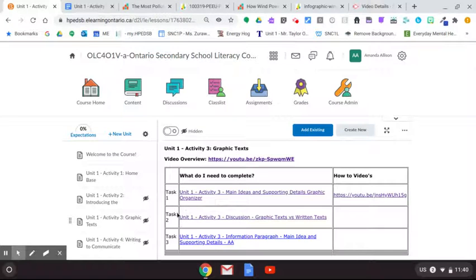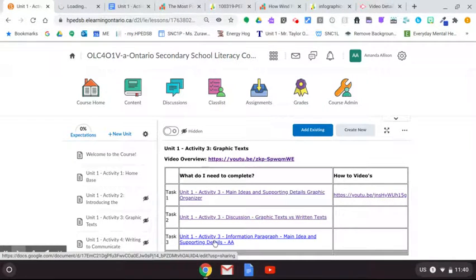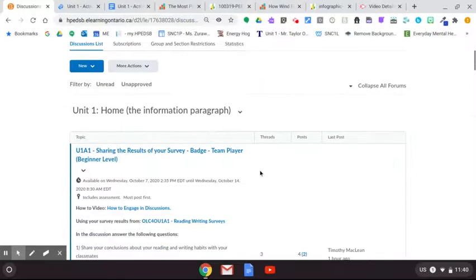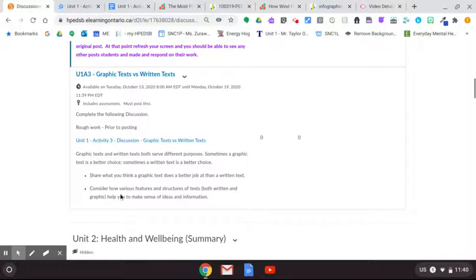The next task that you have to complete for Unit 1, Activity 3 is a discussion, and you are looking at comparing a graphic text or an infographic versus a written text. So, two places that you can find this information. If you click on Discussions, the second discussion will be visible to you. So you would have already taken part in that discussion. This discussion would be visible to you.